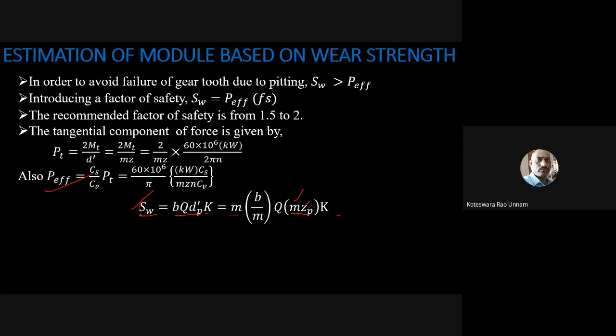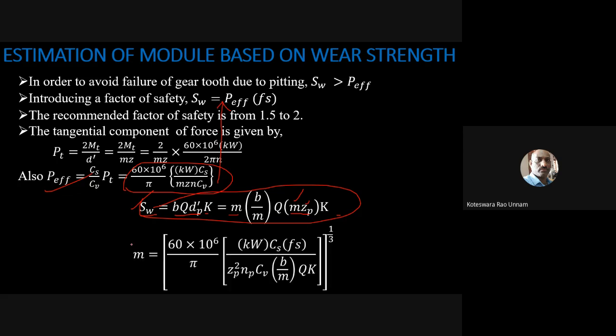Then we'll take this equation and the P effective equation and substitute them into this equation. If you substitute and rearrange, I can derive an expression for m, that is the module, which is going to be something like this. So using this equation, you can find the module based on the wave strength. The earlier equation is based on beam strength, and this equation is based on wave strength. Therefore, if they ask you to design the gear based on wave strength, you have to use this equation. Based on beam strength, you have to use the earlier equation. Okay, right. So this is how you can design the gear.